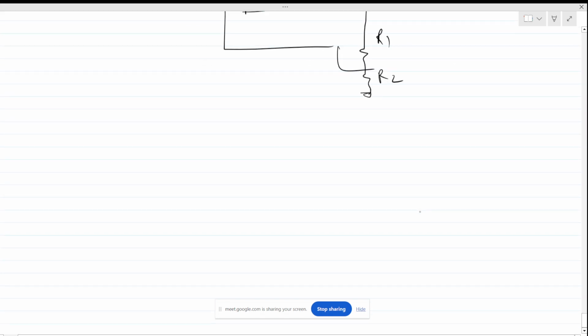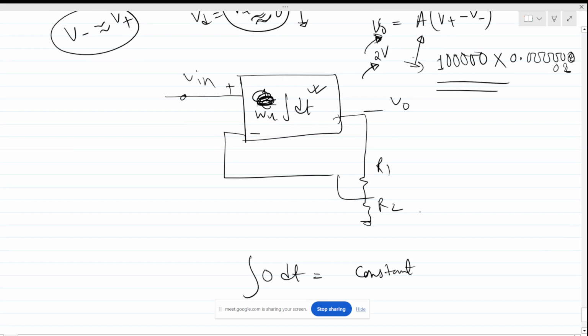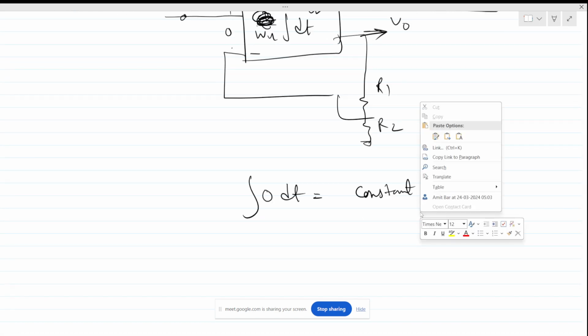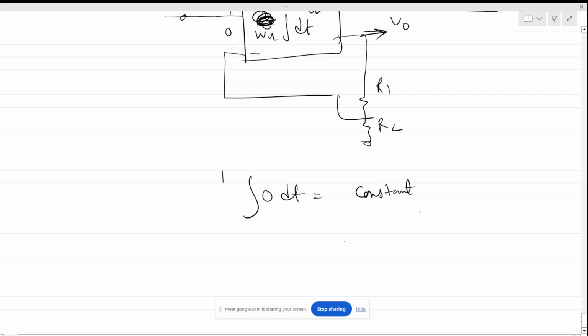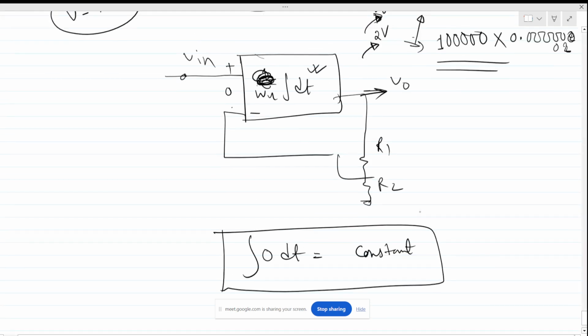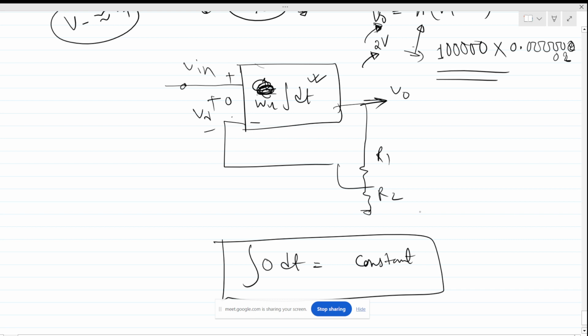Another way is, what is the integration of zero? It is a constant, right? So this block takes an almost zero input and gives a finite output. So there is also a meaningful virtual short concept here. If this voltage is almost zero, there is a finite output, we all know that. So if this is an integrator, then it is possible to make the input zero. One can understand it in this way also.